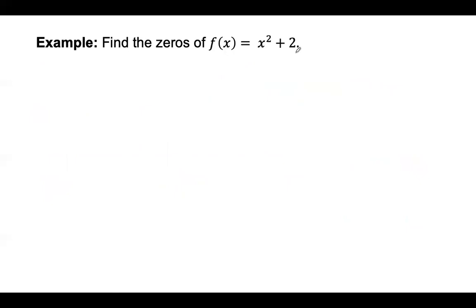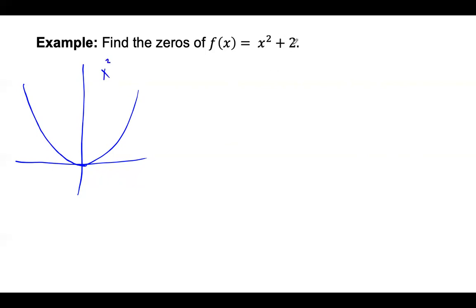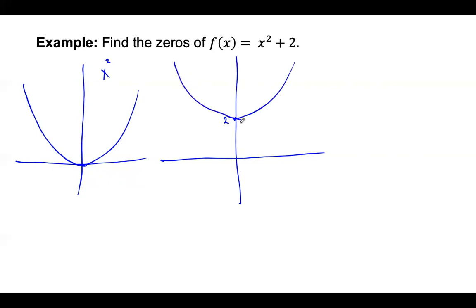So let's look at this example. What is the graph of x squared? Well, we learned this before. This is x squared, right? What about x squared plus 2? Let's just draw a little sketch. We know it's up here, we just move it up, so it's going to look like this. So find the zeros of this graph. You can't, right? Because it doesn't intersect the x-axis. This one does, right here at 0, but this one does not.